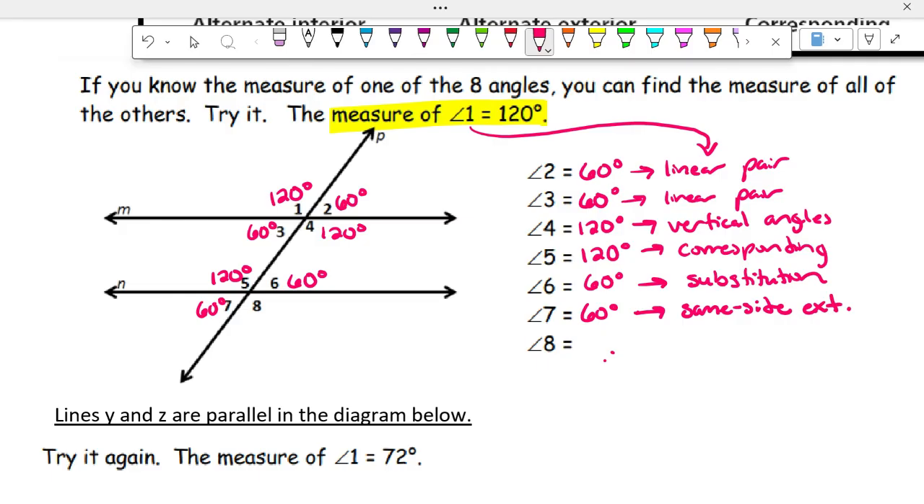Last one, 8. What is it? 120. How's it connect to 1? What's the connection between 1 and 8? Nope. Guys, look at your notes. We already did it. Look at where 1 and 8 are marked in the same color. They're alternate exterior.